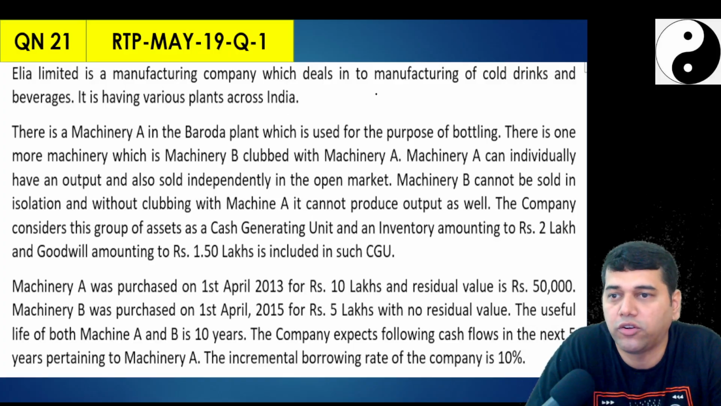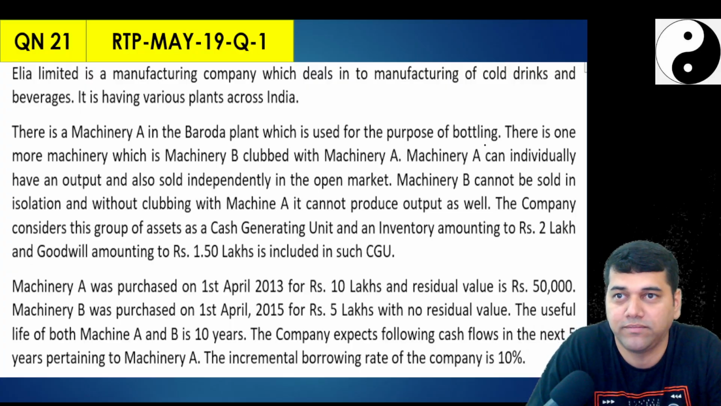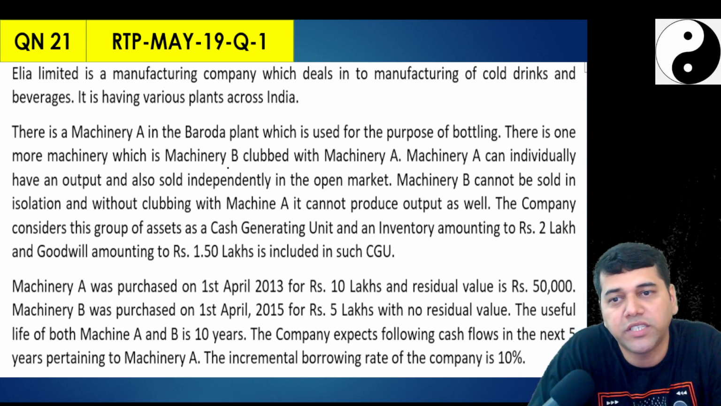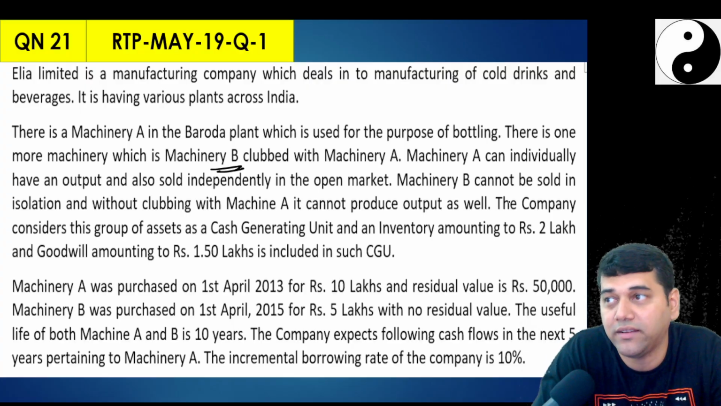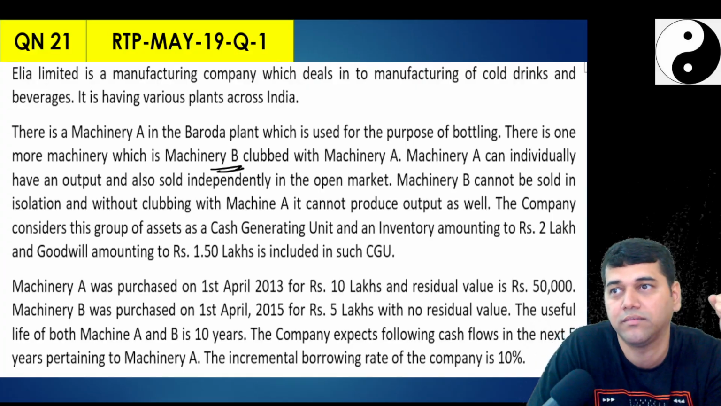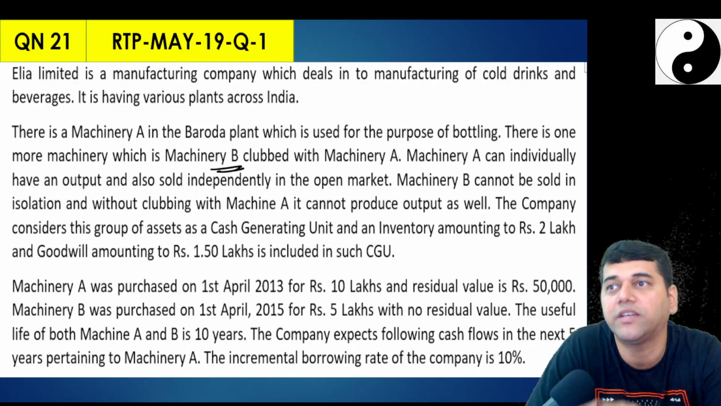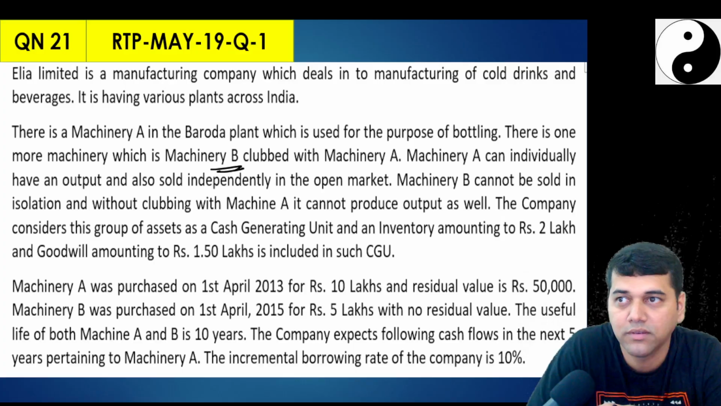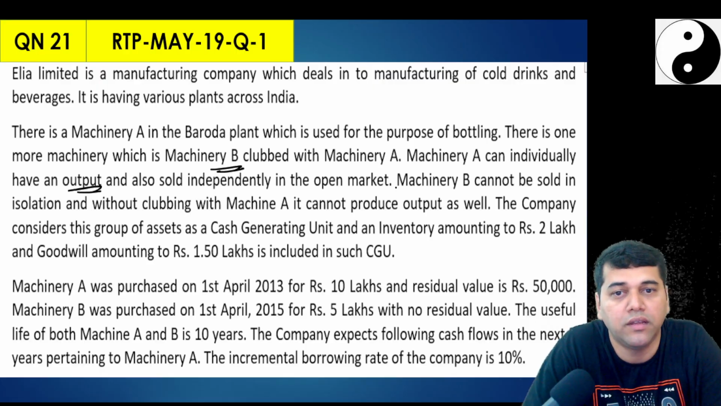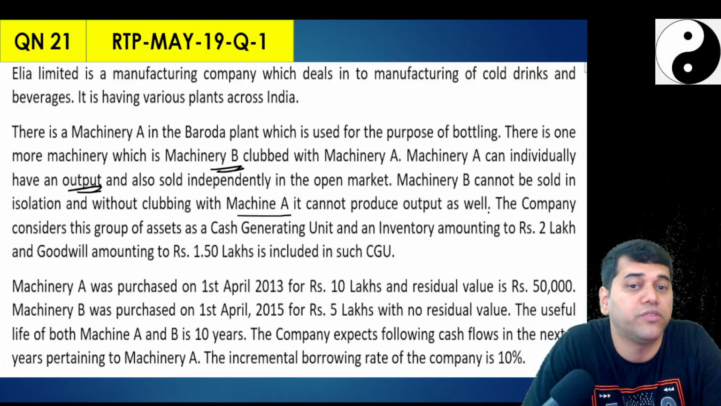Now understand, Elia Limited is a manufacturing company which deals in manufacturing of cold drinks, and has various plants across India. There is a machinery A in the Baroda plant, which is used for bottling. It's a beverage company, like Coca-Cola or whatever. There is one more machinery called machinery B, which is clubbed with machinery A. Machinery A can operate independently. Machinery B cannot operate independently unless it works with A. Understood this? Machinery A can individually have an output and also be sold independently in the open market. However, B cannot be sold in isolation without A, as it cannot produce an output.